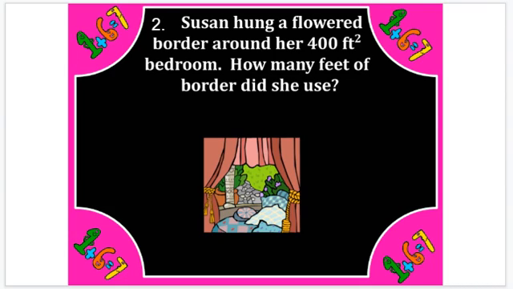Example 2, word problem. Here we go. Susan hung a flowered border around her 400 feet squared bedroom. How many sides of border did she use?